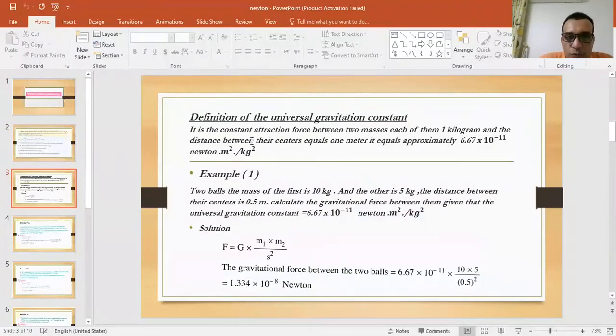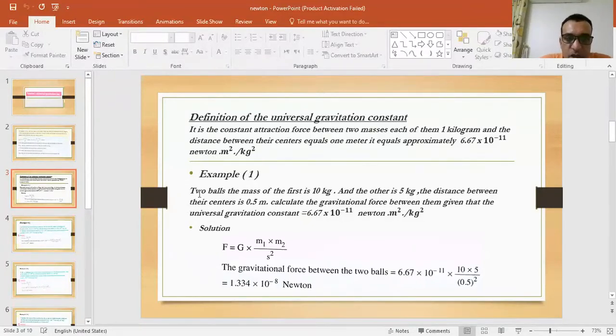We want to define the universal gravitational constant. Definition: it is the attraction force between two masses, each of them 1 kilogram, when the distance between their centers equals 1 meter. It equals approximately 6.67 times 10 power negative 11 Newton meter squared per square kilogram.